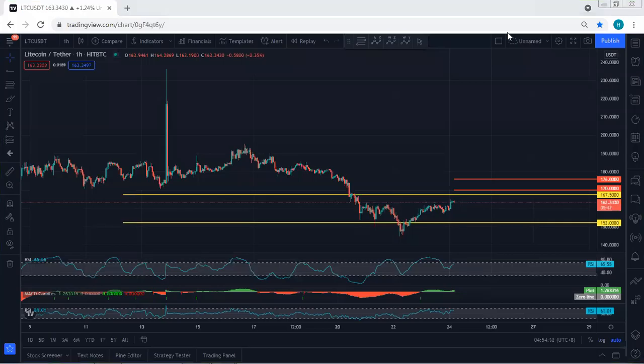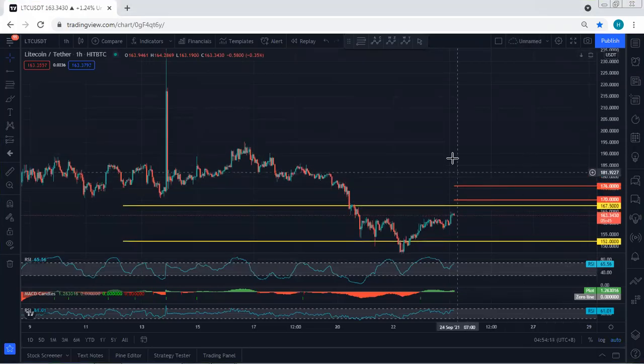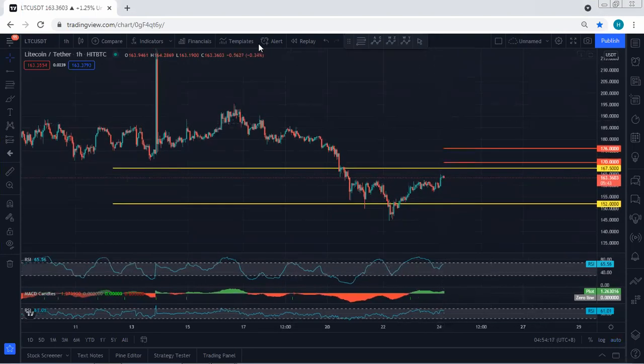LTC, we start with the 1 hour chart. I just want to give a quick update. First of all, if you refer to my last analysis, I mentioned that if the price breaks 167.5, we can expect the price to drop to 152. As we can see, after the price dropped to 152, we see the reversal.